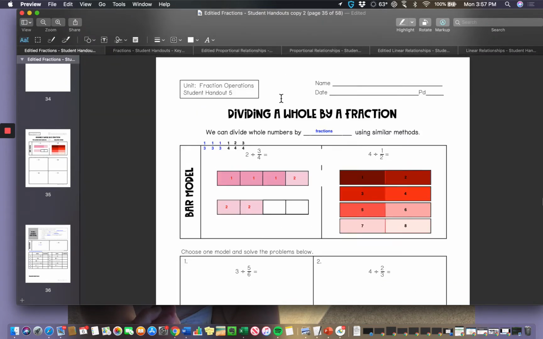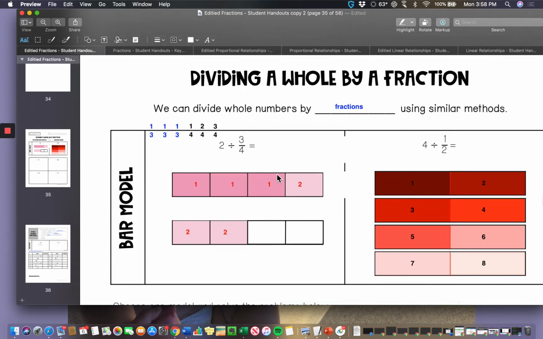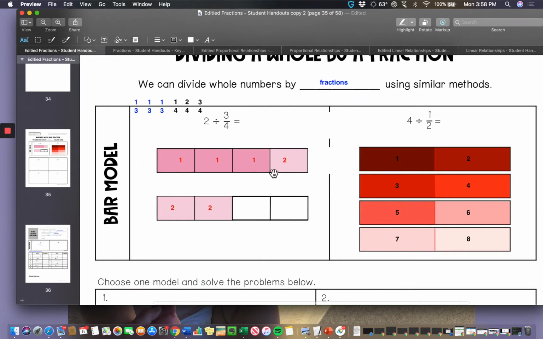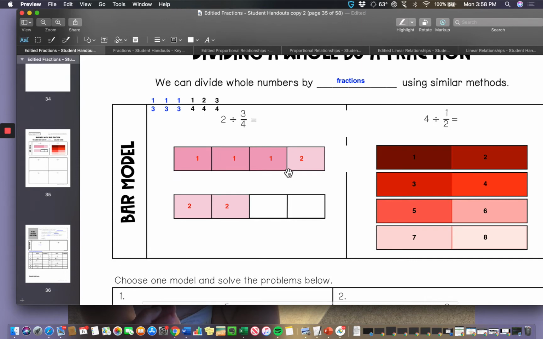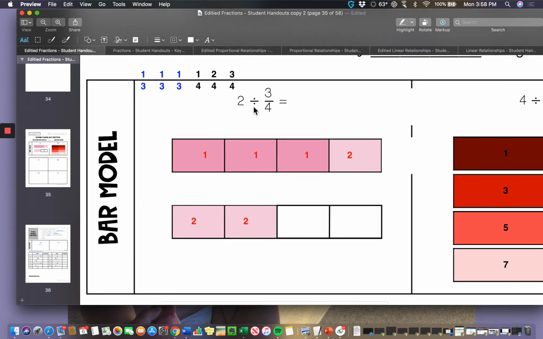Everybody. So today we have dividing a whole by a fraction. It says we can divide whole numbers by fractions using similar methods as the previous handout from yesterday. So here we're going to be looking at a bar model, and our first question here is 2 divided by 3/4. Well, what they're asking of us here is how many 3/4 are there in 2.